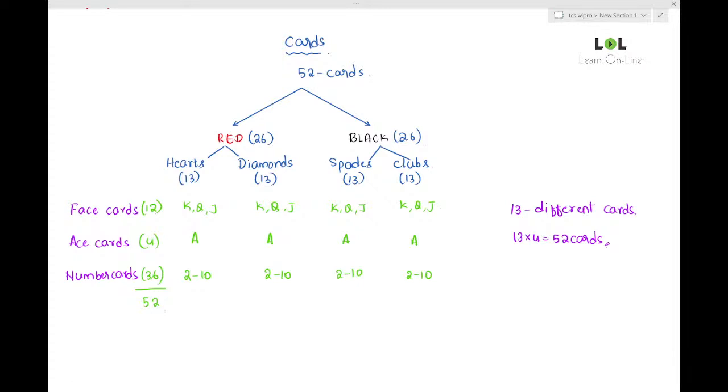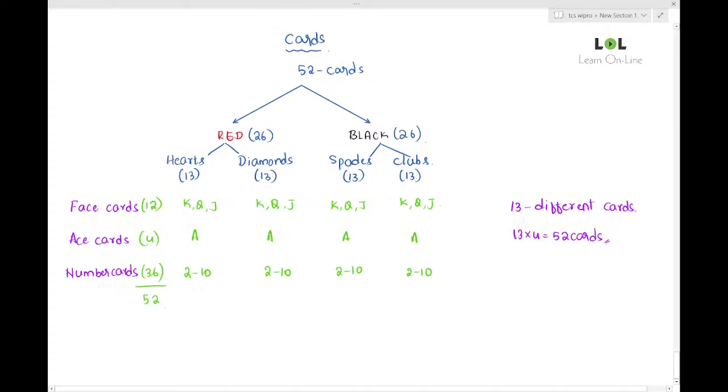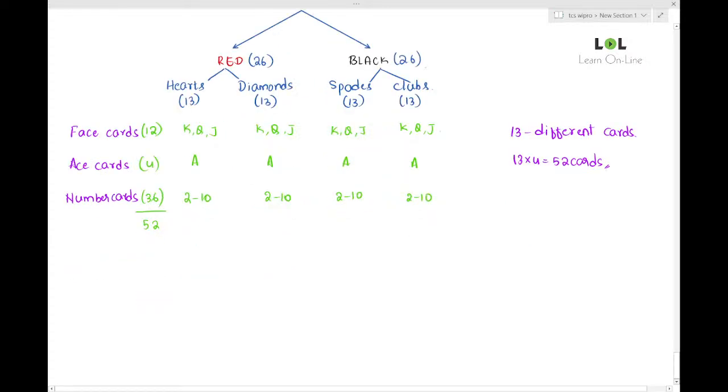Did you understand? Classification of cards. Everyone, did you understand the classification of cards? Okay. Good. Let us continue.